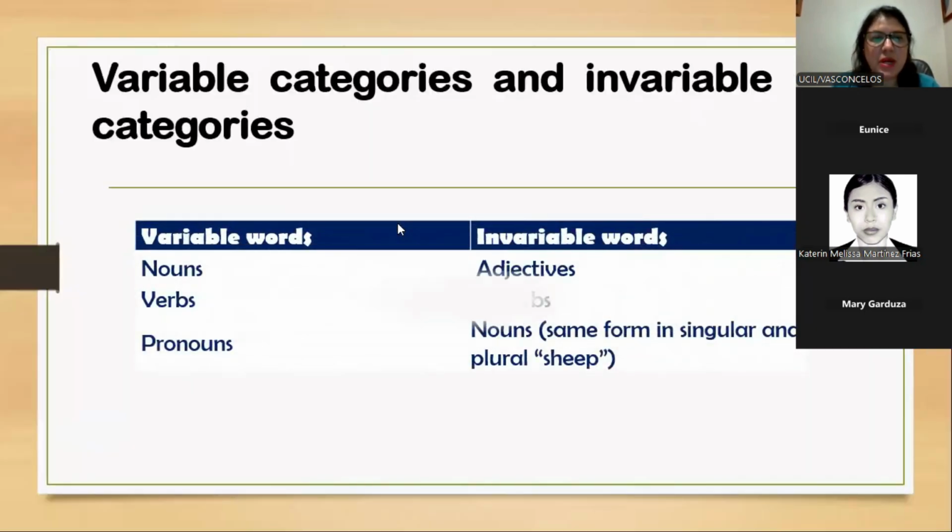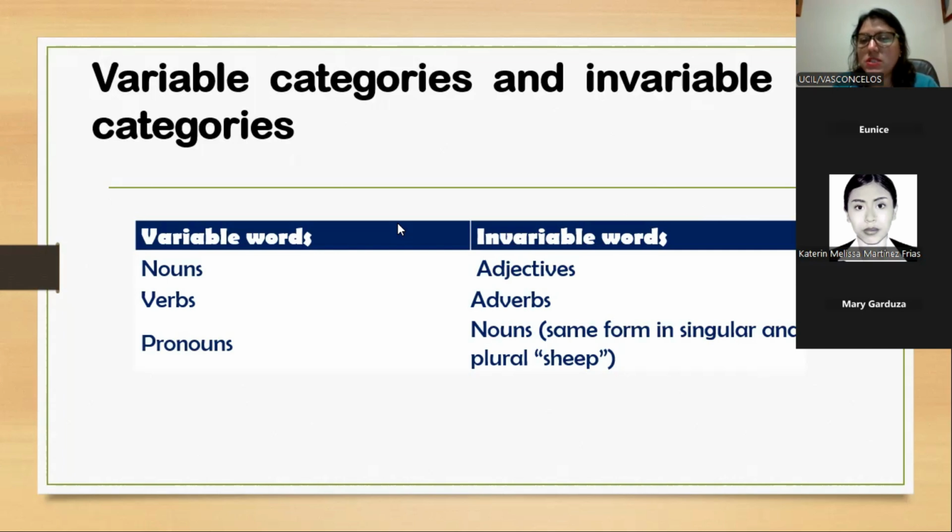Well, so let's check. Variable words can be words related to nouns, verbs, or pronouns. Why they are variables? Because we can change. I can say, for example, Mario is speaking, and I can say he is speaking. I can change the word Mario for he. Or the dog is in the house. I can say the dog, I can change the word dog for it, right? I am using in this case pronouns.